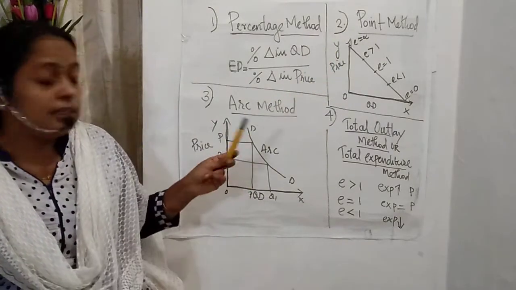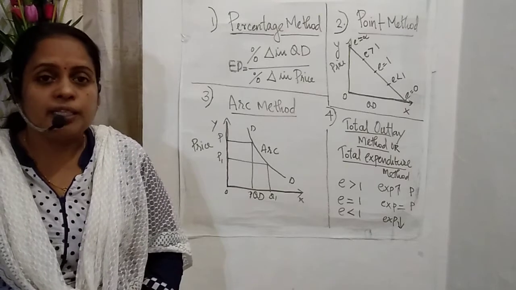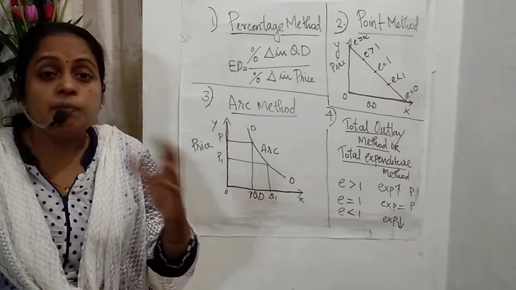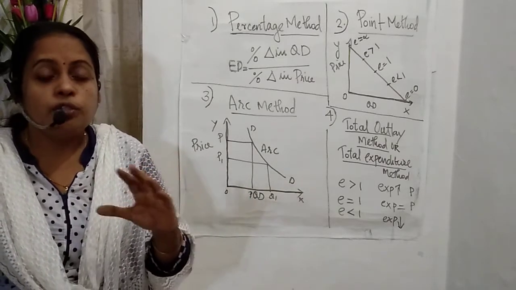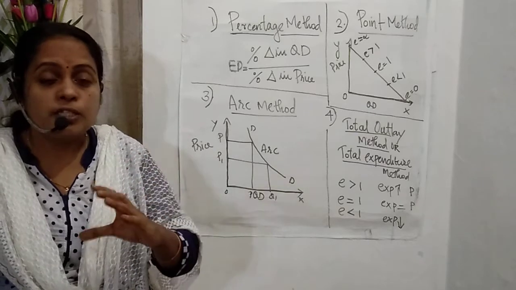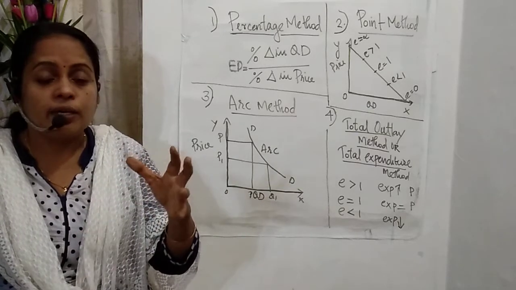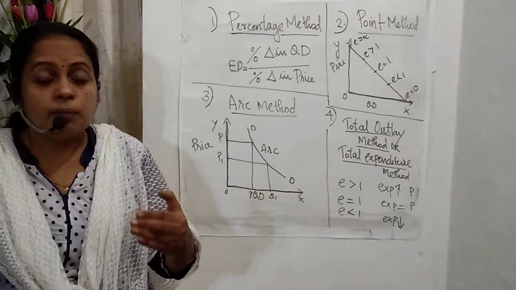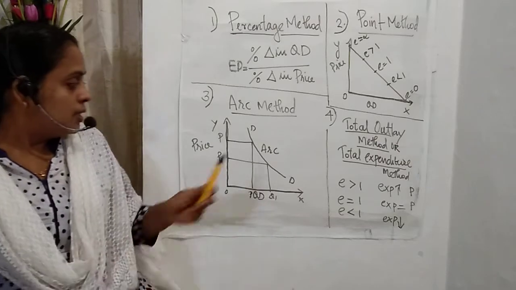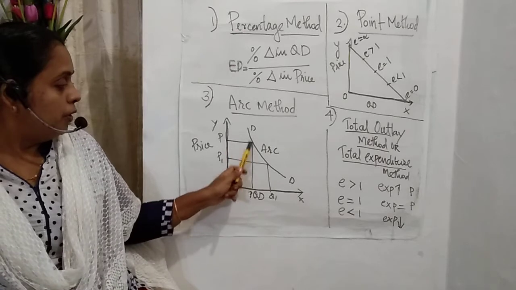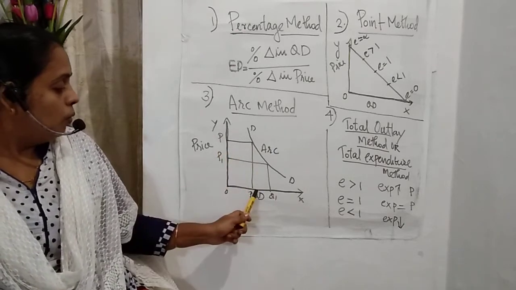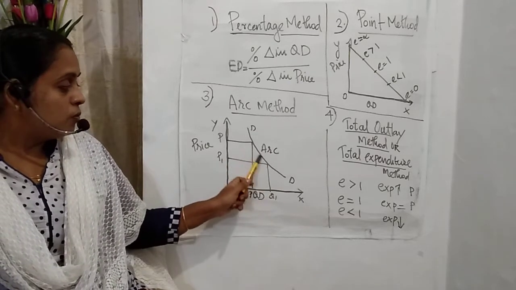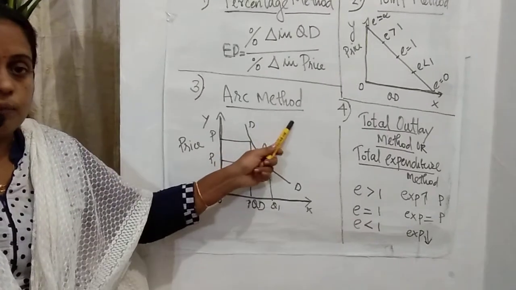Okay. Then go to the third method, known by the name arc method. What is arc method? Arc method explains elasticity between 2 points. Between points A and B, what is the elasticity that is measured using the arc method? Here there are 2 points given: at OP price, OQ quantity, and at OP1 price, OQ1 quantity. And between these points, what is the elasticity that is measured by arc method?